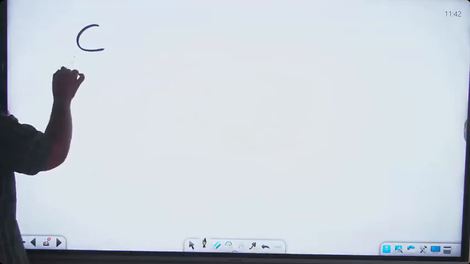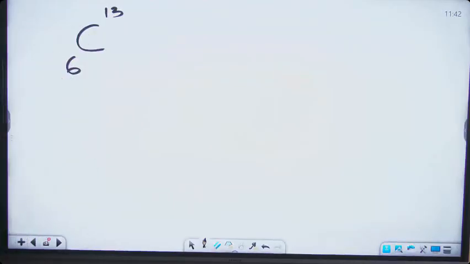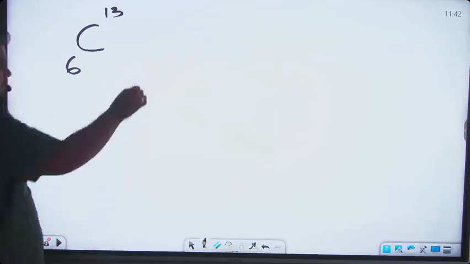Now, for example, suppose that you're talking about the case of carbon C613. How many electrons we have here? How many protons? Guys, everyone. How many protons we are having here? And how many neutrons we have here? So how we are getting that one? 13 minus 6, 7.